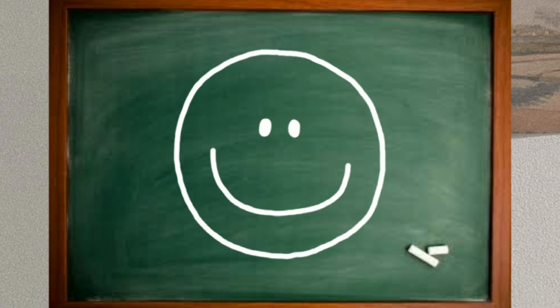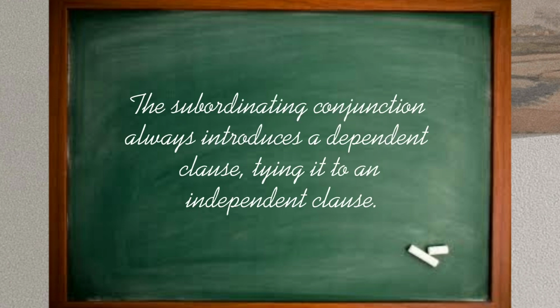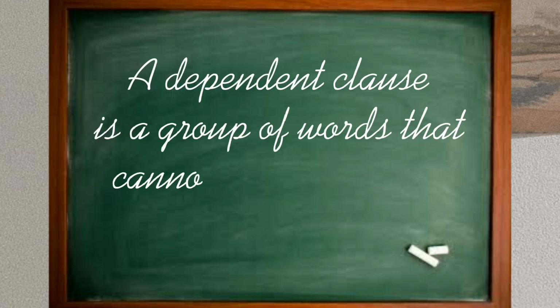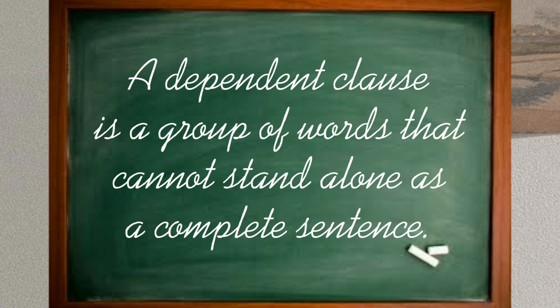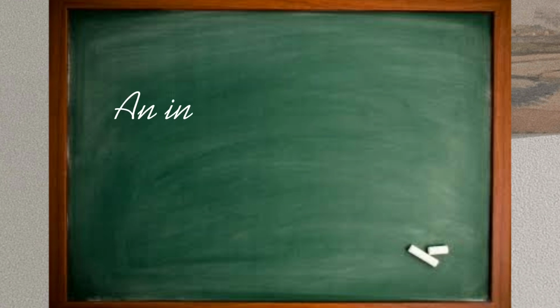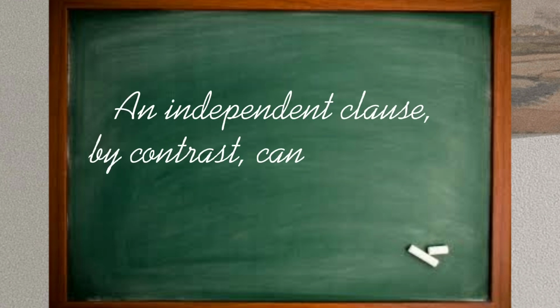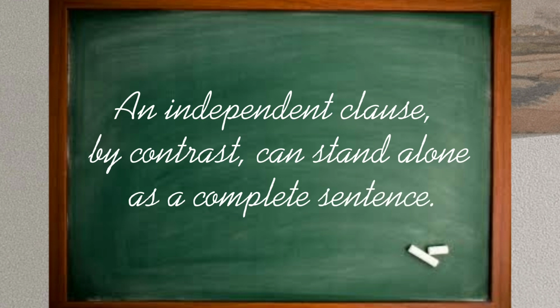Okay, so we're done discussing the different kinds of coordinating conjunctions. So let's proceed to the next conjunction, and that is subordinating conjunction. We already know that a subordinating conjunction always introduces a dependent clause and ties it to an independent clause. So, what is a dependent and independent clause by the way? A dependent clause is a group of words that cannot stand alone as a complete sentence, while an independent clause, by contrast, can stand alone as a complete sentence.